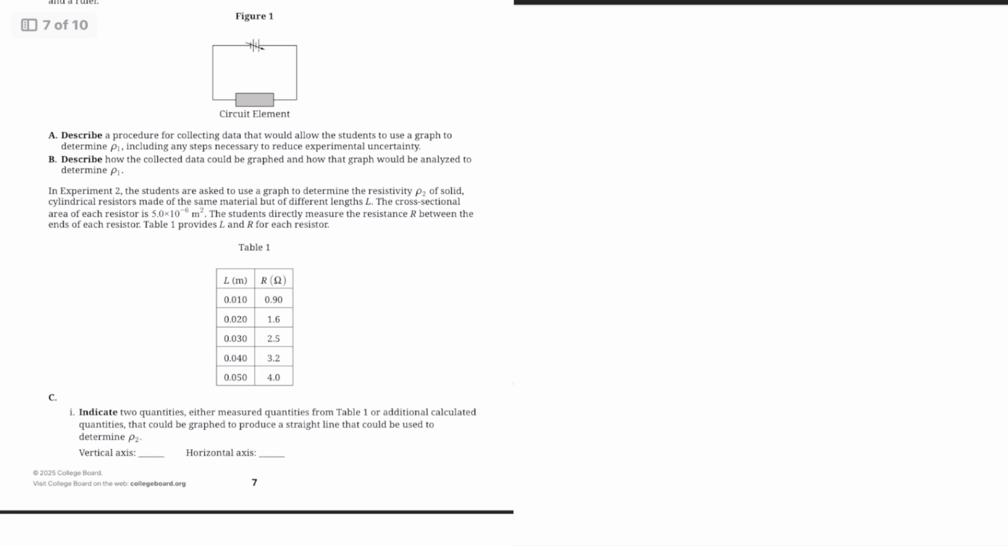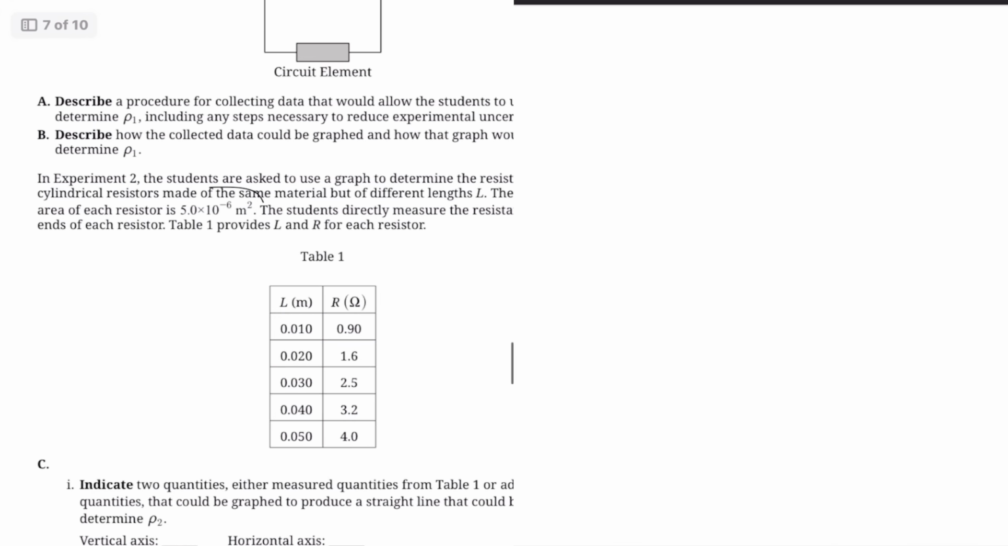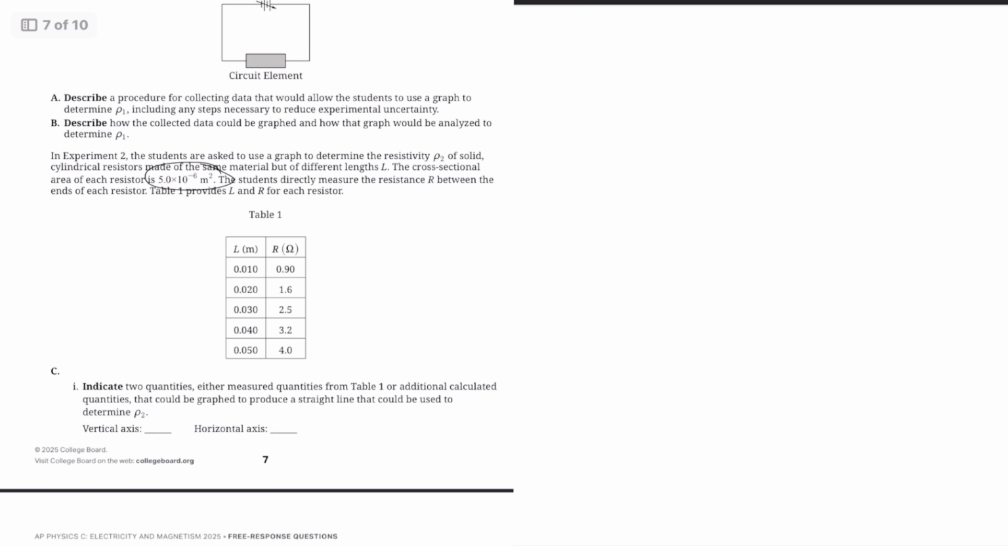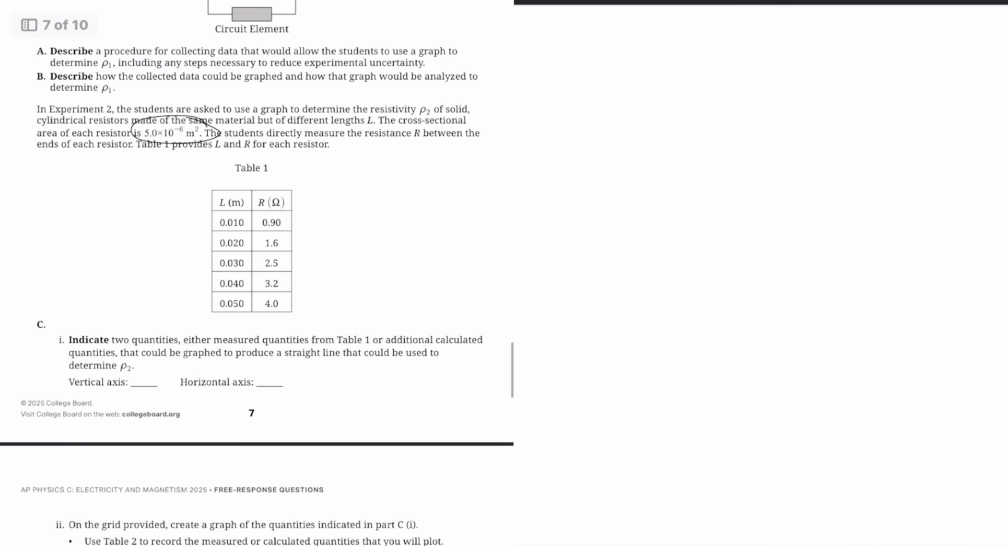Okay. In experiment 2, the students are asked to use a graph to determine the resistivity rho 2 of solid cylindrical resistors made of the same material but different lengths L. The cross-sectional area of each resistor is this number, and the students directly measure the resistance R between the ends of the resistor. Table 1 provides L and R for each resistor. Indicate two quantities, either measured quantities from table 1 or additional calculated quantities, that could be graphed to produce a single line that could be used to determine rho 2. So here's what we want to say, C.